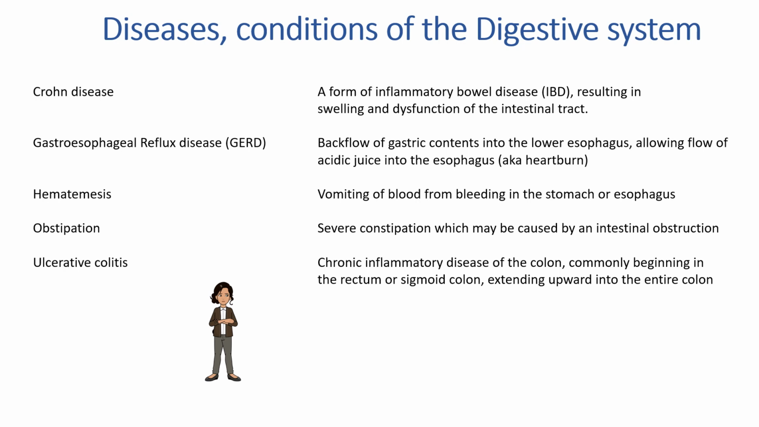Obstipation. Obstipation in the digestive system is defined as severe constipation, which may be caused by an intestinal obstruction. And last, we have ulcerative colitis. That is defined as chronic inflammatory disease of the colon, which can commonly begin in the rectum or sigmoid colon, and it can extend upward into the entire colon.